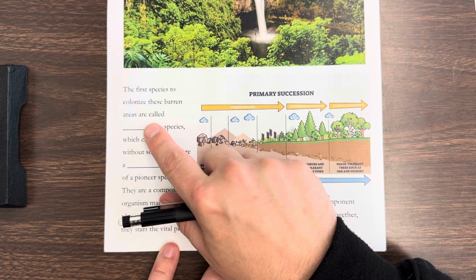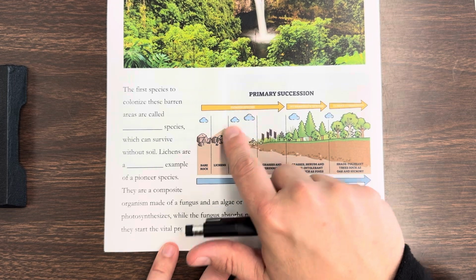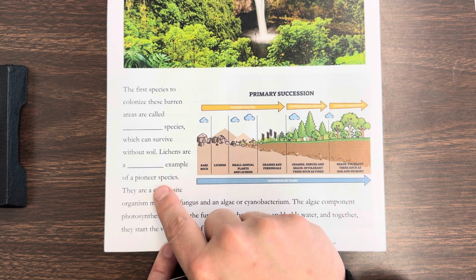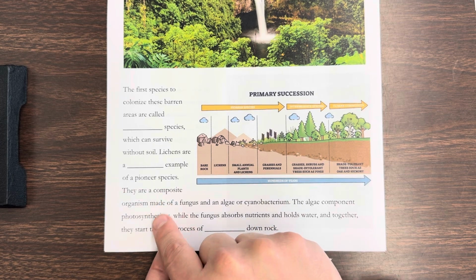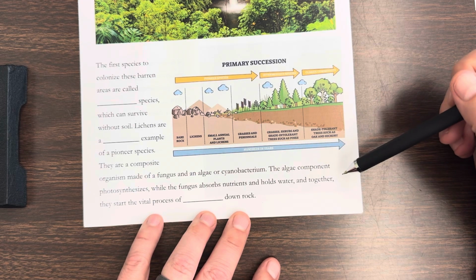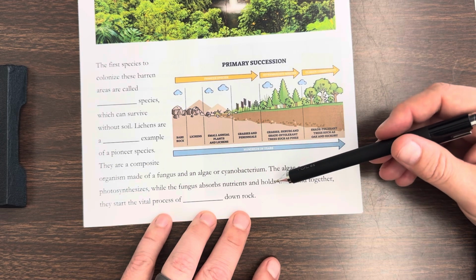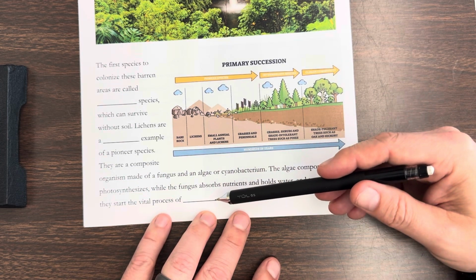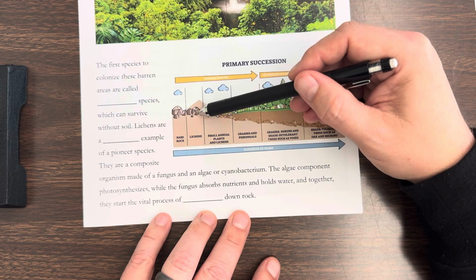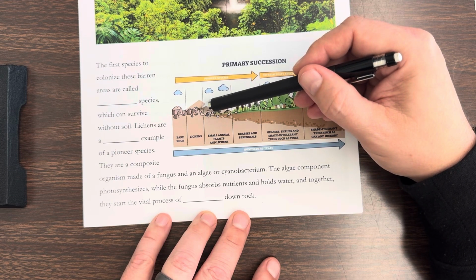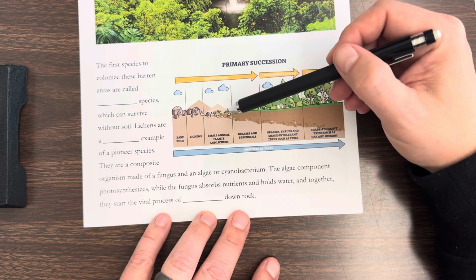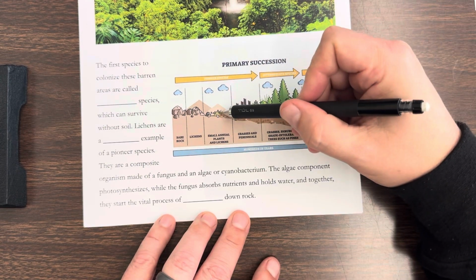The first species to colonize these barren areas are called pioneer species, which can live without soil. Lichen are a prime example of a pioneer species. They are a composite organism made of a fungus and an algae or cyanobacteria. The algae component photosynthesizes while the fungus absorbs nutrients and holds water, and together they start the process of breaking down rock. So you've got your bare rock, you've got your lichen that come and live on here, and slowly over time, as it breaks down some rock and some of this stuff dies and gets recycled itself, you start to get soil in the cracks, and eventually enough soil that the first kind of weeds can grow there.